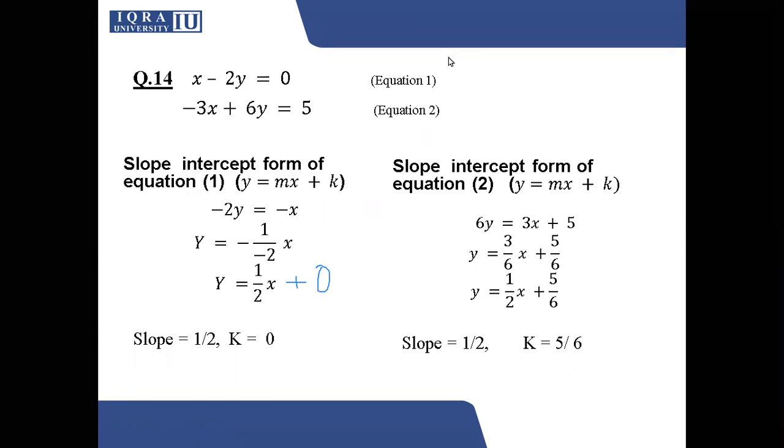Now again, we'll start by comparing the slopes. The slope for the first equation is half and the slope for the second equation is half. This means that both of my lines have the same gradients. The second step is to look for the y-intercept. The y-intercept in this is 0 and the y-intercept in this is 5 by 6. The y-intercepts, the value of k, are different in both of these equations. So resultantly, this is a case of no solution.